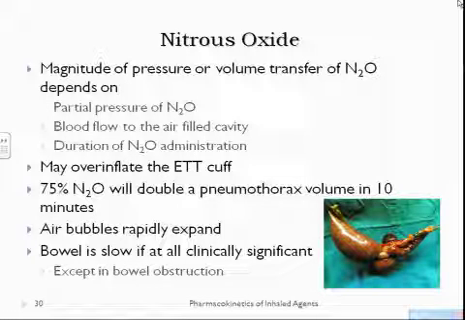Air bubbles rapidly expand, which is also a concern if you have a situation where you have air bubbles in the system. And you can see here, this is a nice picture of somebody with a bowel obstruction. You can see how big the intestinal tract has gotten. This person was given nitrous oxide during the procedure. You can see now it's become very, very tight. So you really don't want to do that in patients with bowel obstructions.